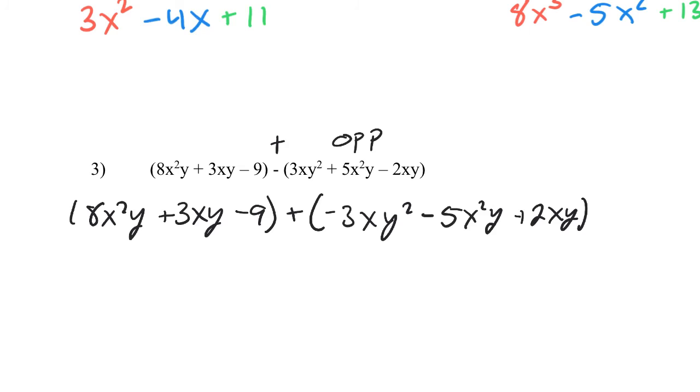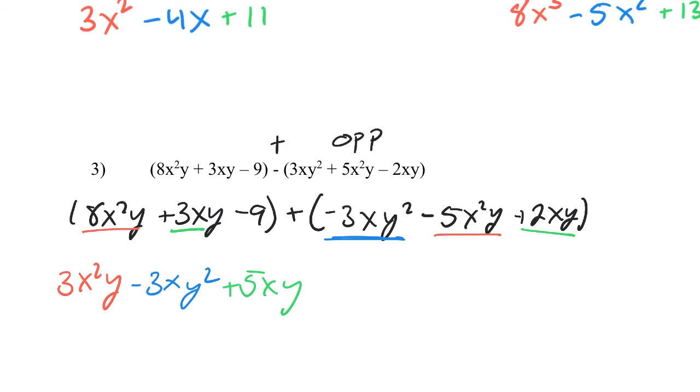Now we're going to combine like terms. So let's look for any x squared y terms. We have two of them. 8 plus -5 is 3, so we'll have 3x squared y. And then we're going to look for any more third degree terms, and we have one right there, but it doesn't have anything to combine to, so we're just going to carry it down just as it is. So minus 3xy squared. Then we have a couple xy terms here, so 3 plus 2 is 5, so we're going to have 5xy. And then we have a lonely constant term there, minus 9, and we're all done.